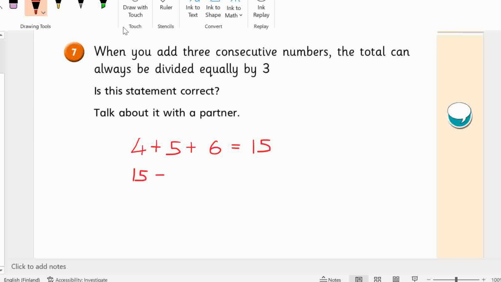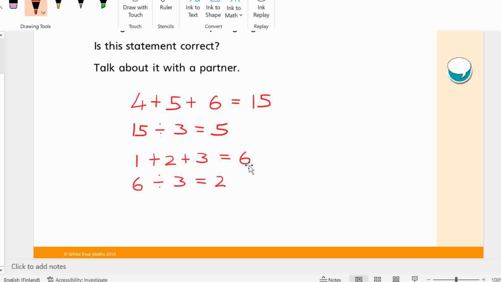Can 15 be divided by 3? What does it give us? Good. Let's try another one. Shall we try an easy one like 1 plus 2 plus 3? What will that give us? Good, 6. Can that be divided by 3? Let's try another one then. We'll try 2 plus 3 plus 4, 9. 9 divided by 3 equals 3. So that one works.